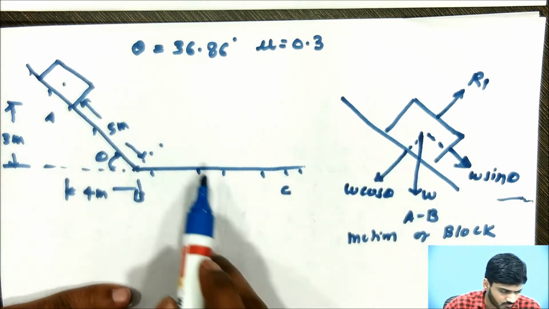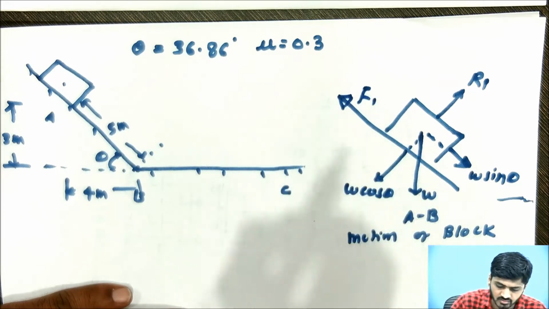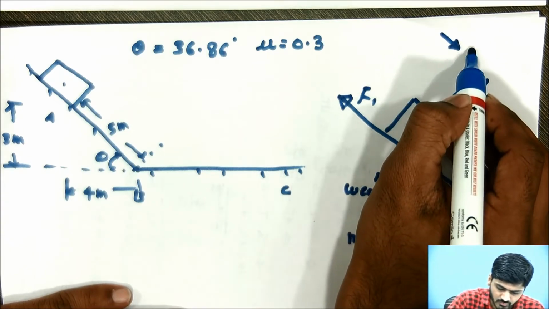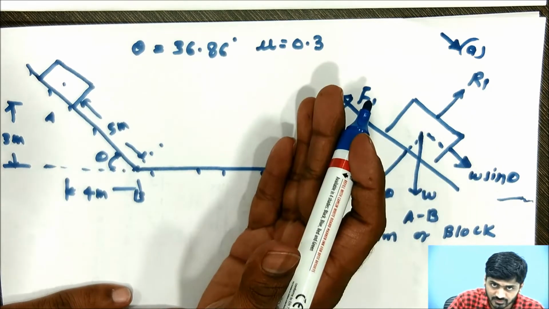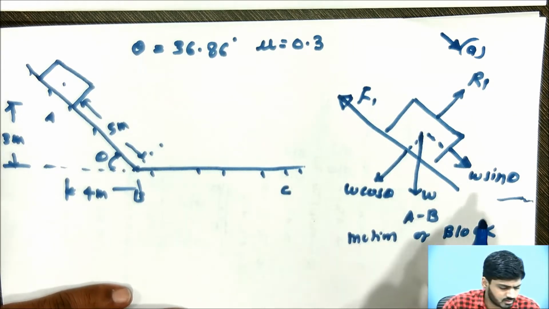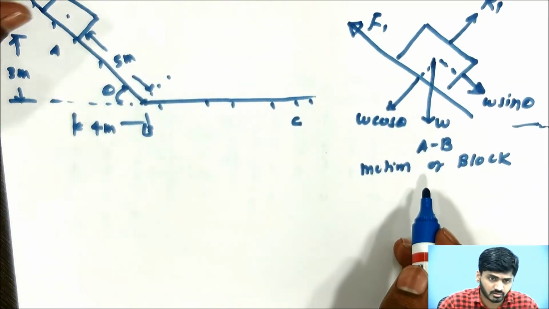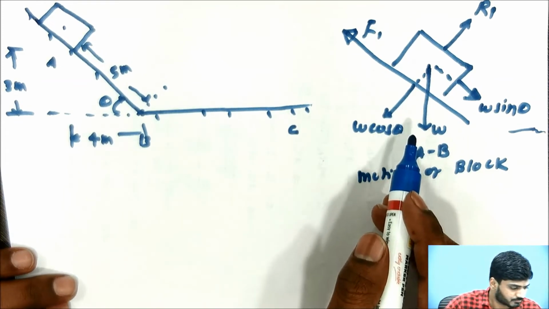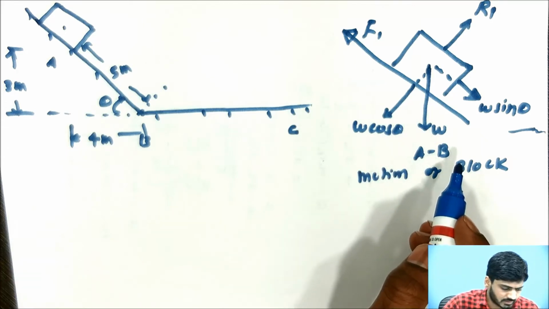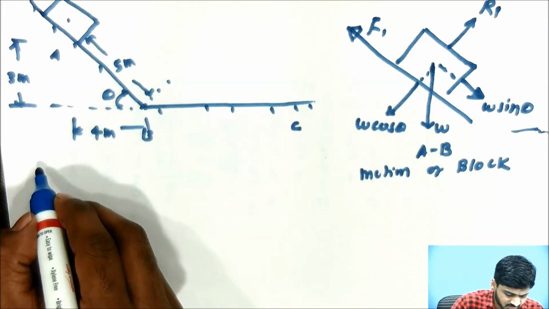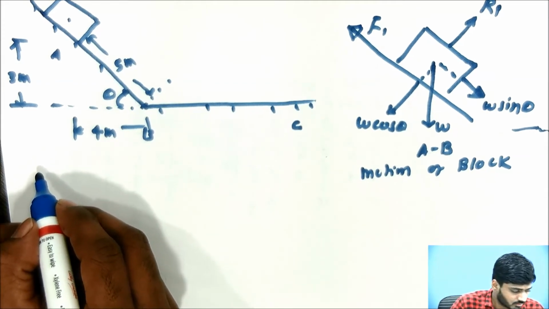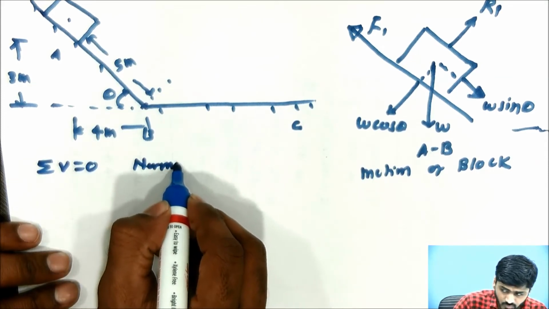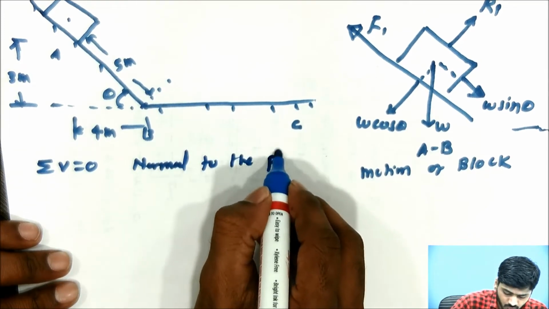Further, the block moves in a downward direction, so the frictional force is present in the upward direction. This is your F1, right? Now further we are resolving the motion of the block, first normal to the plane and next parallel to the plane. First of all, we are considering summation of V equal to 0, that is normal to the plane.